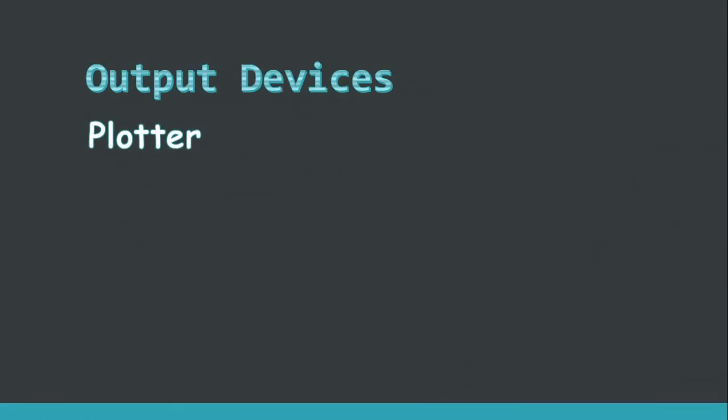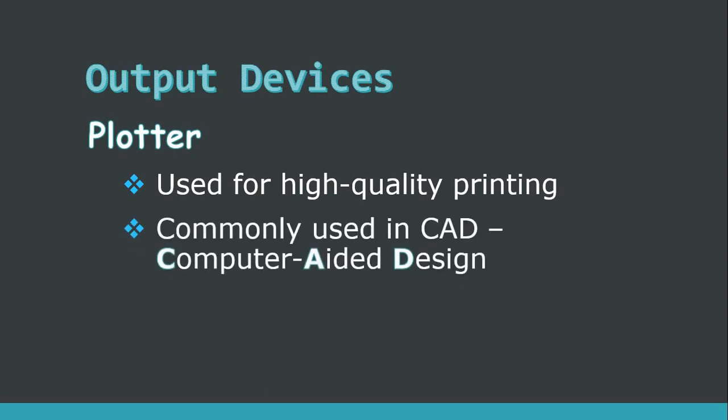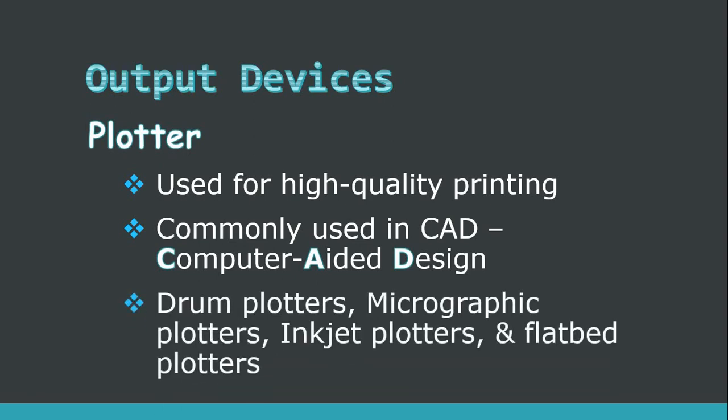Next, plotter. It is a printing device that is used for creating high quality graphics, charts, graphs, tables and diagrams. It is commonly used in computer aided design and computer aided manufacturing for printing the plans for houses, car parts, machinery, etc. There are four types of plotters available. They are drum plotters, micrographic plotters, inkjet plotters and flatbed plotters.